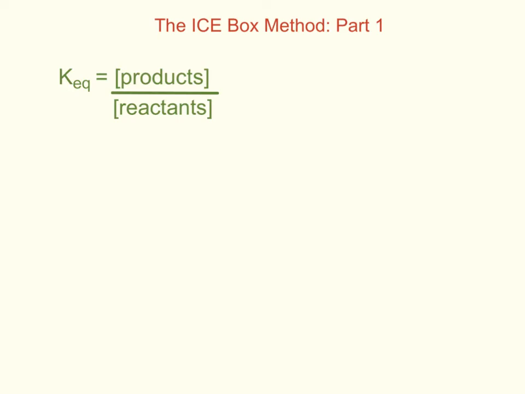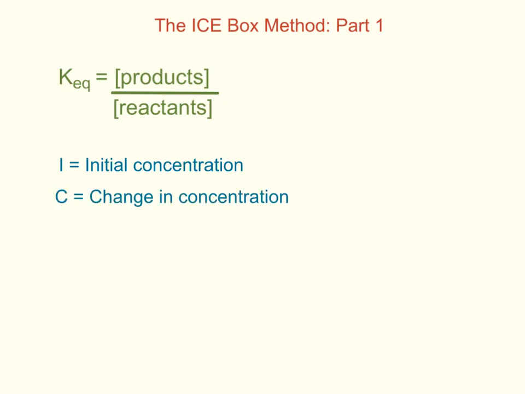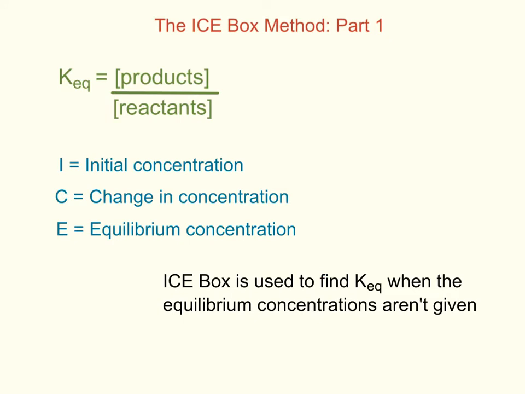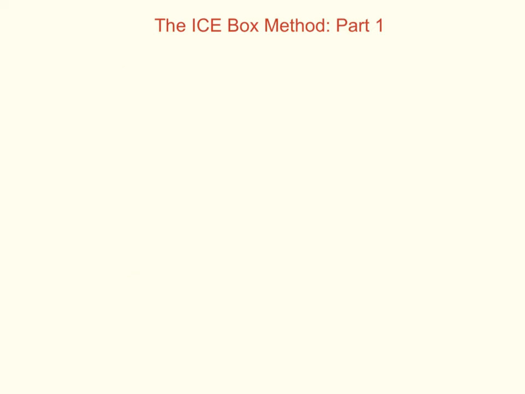Well, we can still use this information to find the KEQ, or the equilibrium constant, using a process called the icebox method. So icebox is an acronym in which I stands for initial concentration, C stands for change in concentration, and E stands for equilibrium concentration. And we're going to use this method to find KEQ when we aren't given the equilibrium concentrations.